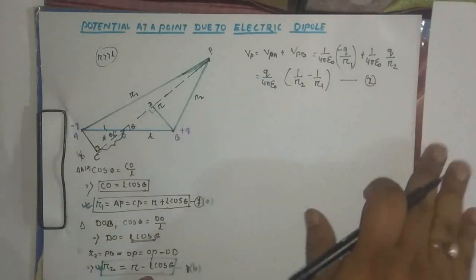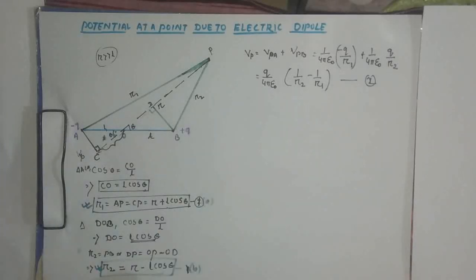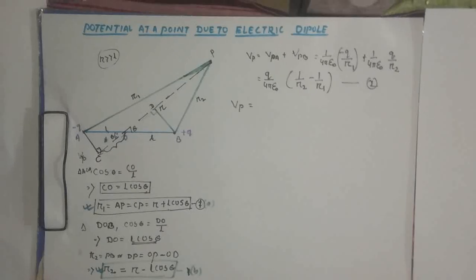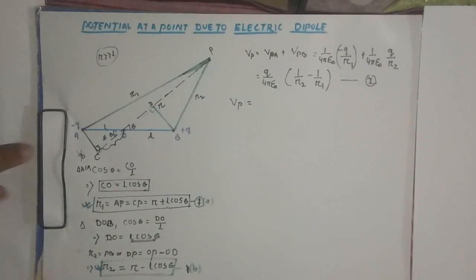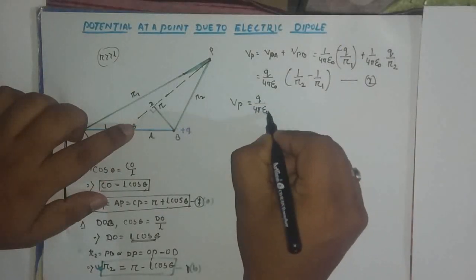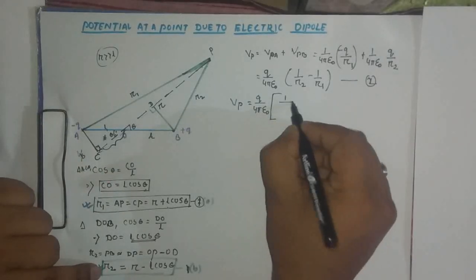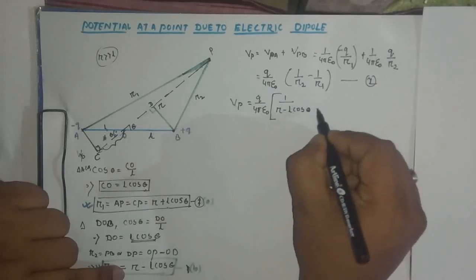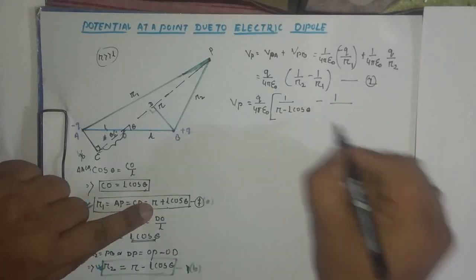So from equation 1 and 2, by putting the values of R1 and R2 in equation 2, what will be the net potential? The net potential, Q by 4 pi epsilon naught will be common. 1 by R2, 1 by R2 means 1 by R minus L cos theta. 1 by R1, 1 by R plus L cos theta.